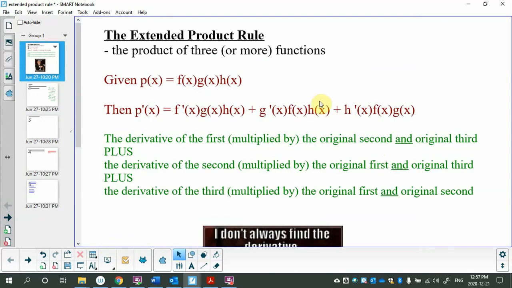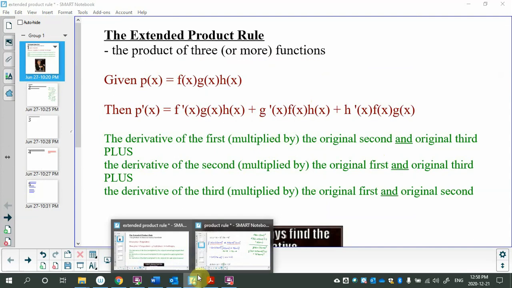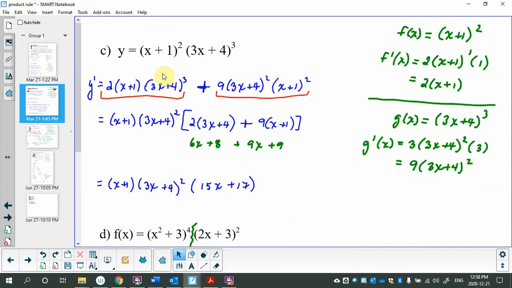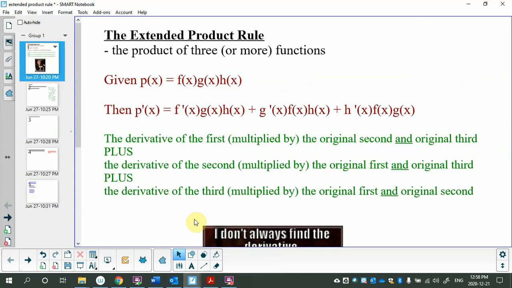So the extended product rule is when you have a product of three or more functions. The product rule was when you had two functions. So if I flip back to the product rule, which I saved here, here are two functions being multiplied together. In the extended product rule, you have three. So you've got an f at x times a g at x times an h at x, or whatever you personally call them, to build to a bigger function. So this is just more. It's the product rule extended.